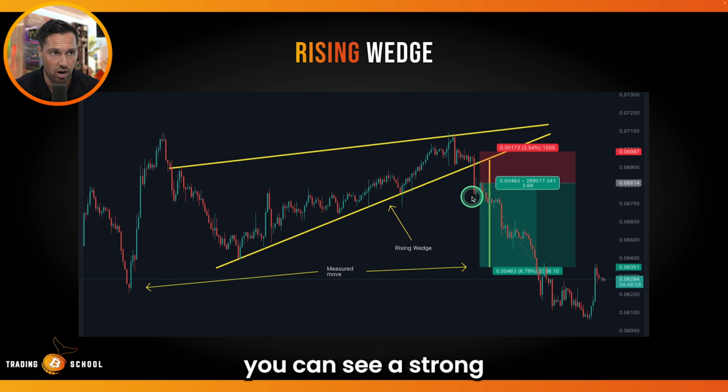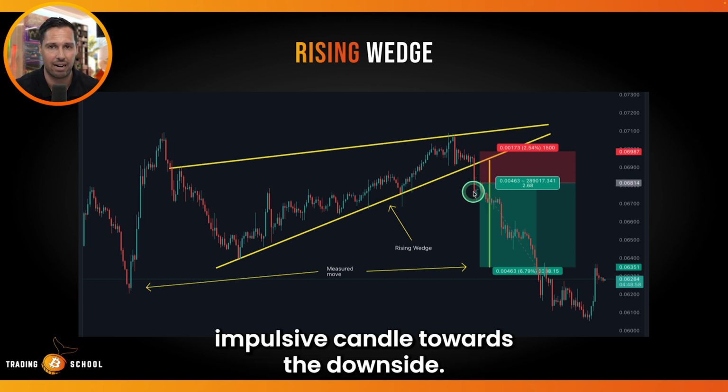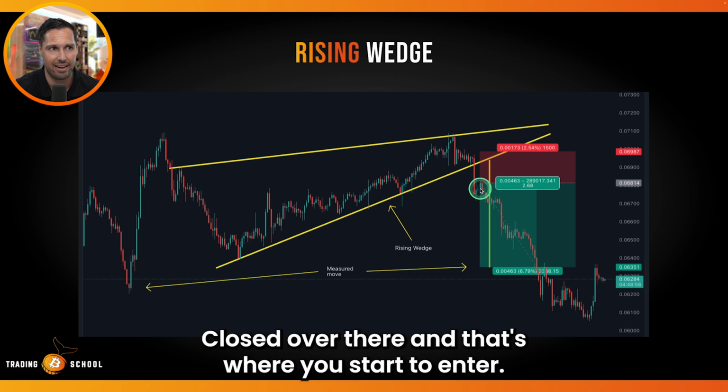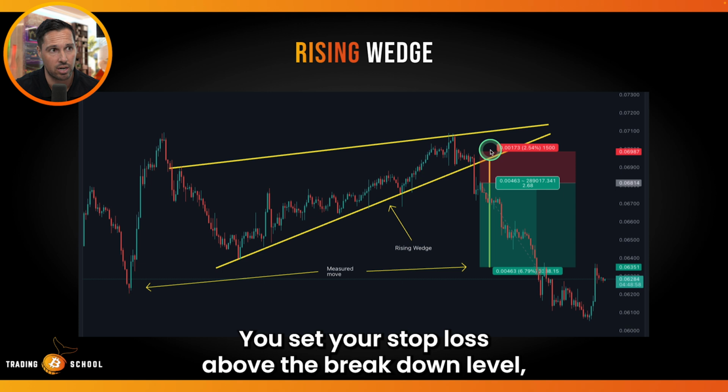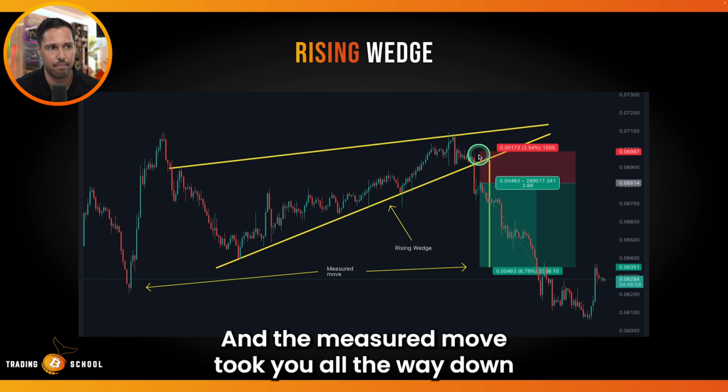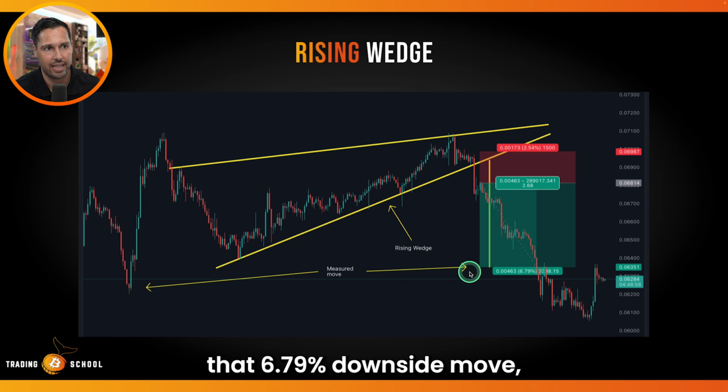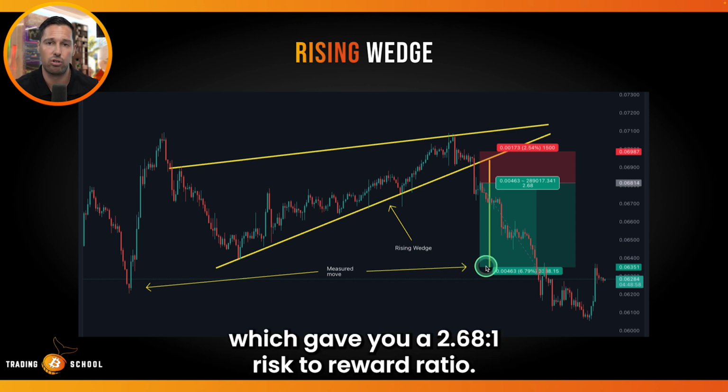You can see a strong impulsive candle towards the downside, closed over there, and that's where you start to enter. You have confirmation of the breakdown. You set your stop loss above the breakdown level, above that candle over there, and the measured move took you all the way down that 6.79% downside move, which gave you a 2.68 to 1 risk to reward ratio.